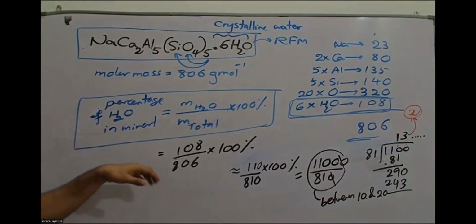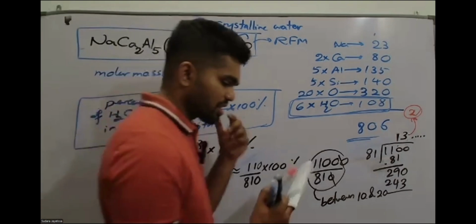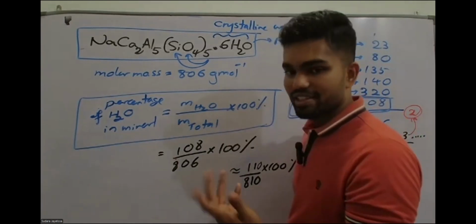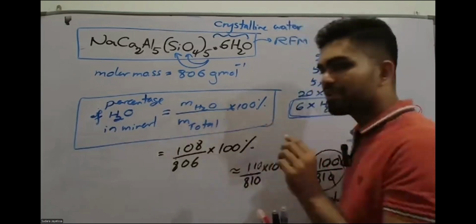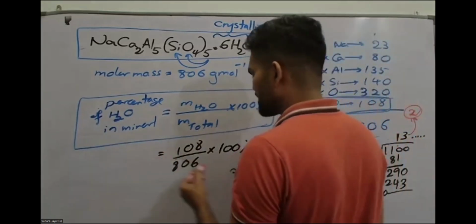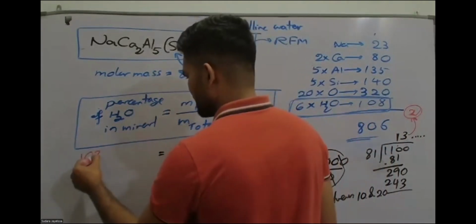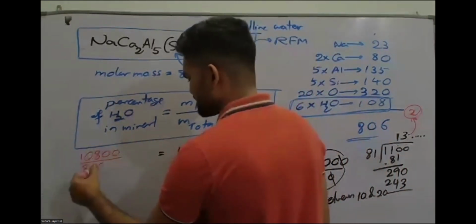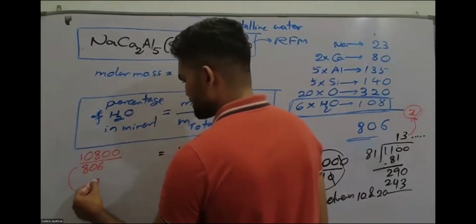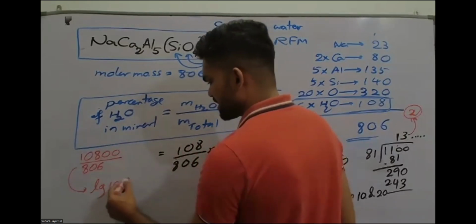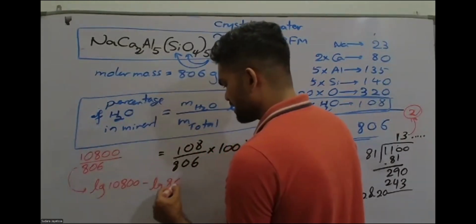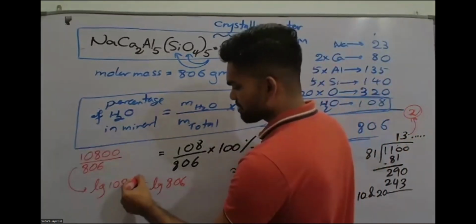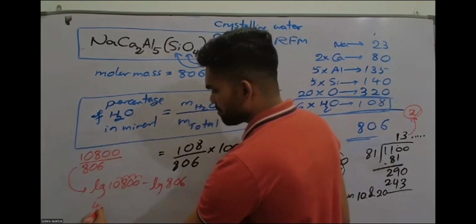But if you need the exact answer, you have to use what? Logarithm, no? Because dividing 10,800 by 806 is not that easy. Okay. So therefore you need the logarithm knowledge. So this is how you are going to write it for logarithm. 10,800 division 806. Okay. So here's the answer. Log of 10,800 minus log of 806. Okay. So then you have to find the logarithms of this one. 1, 2, 3, 4. That means 4 point.